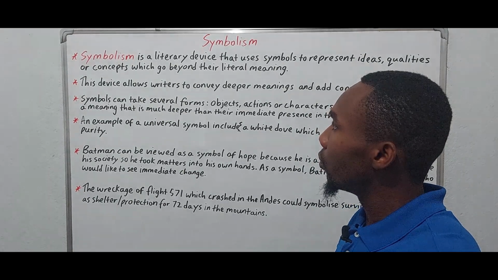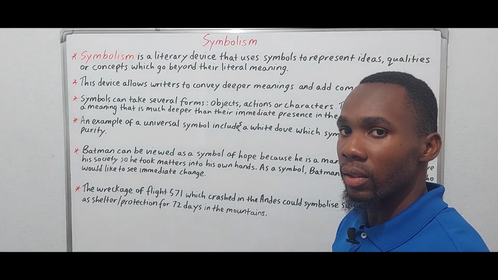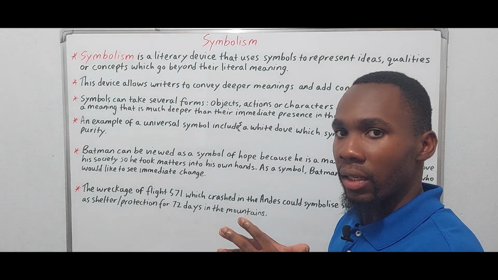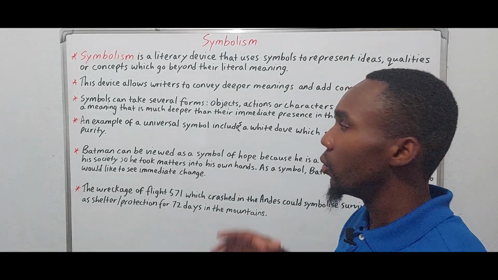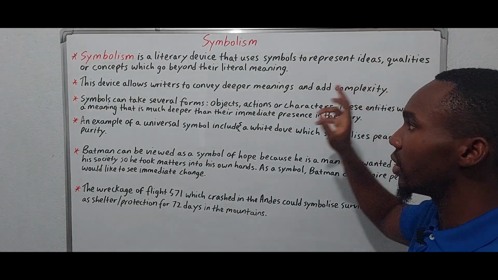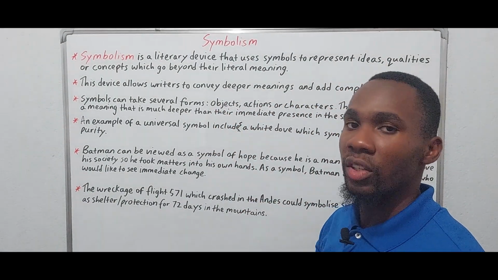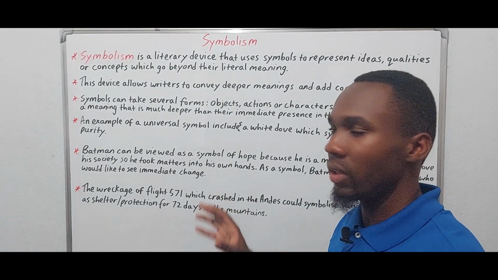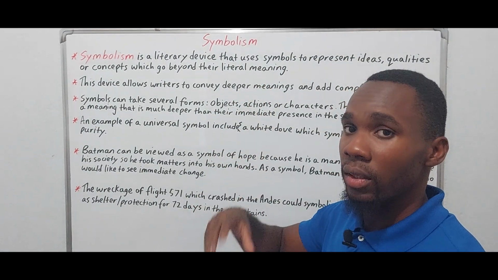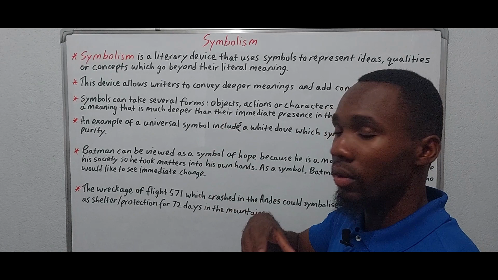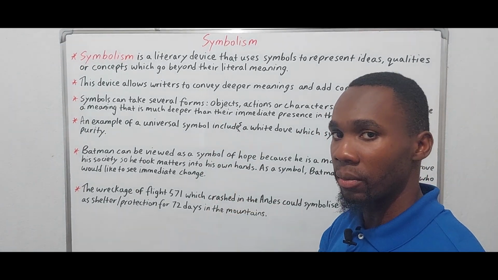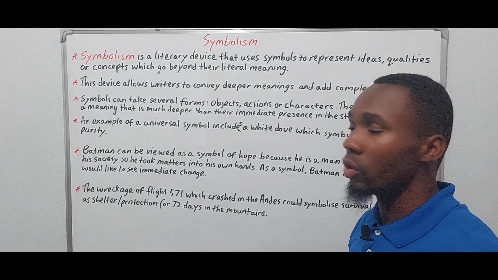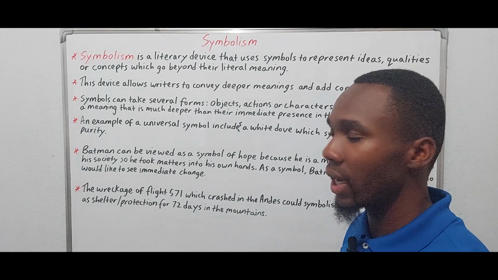So a symbol is going to be an abstraction, okay? Which would be ideas, qualities, or concepts. But then the next question is going to be what can be a symbol? We're going to get to that. But right now, this is the definition that we're going to go with. So symbolism involves the use of symbols to represent ideas, qualities, or concepts which go beyond their literal meaning. Okay? So hold that in mind.